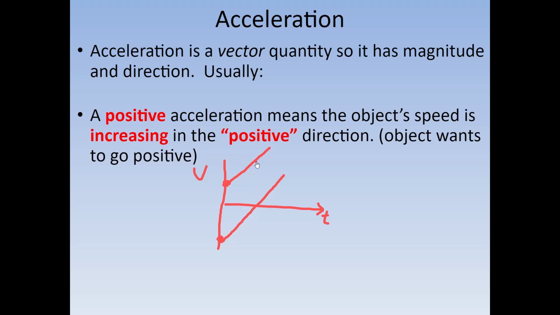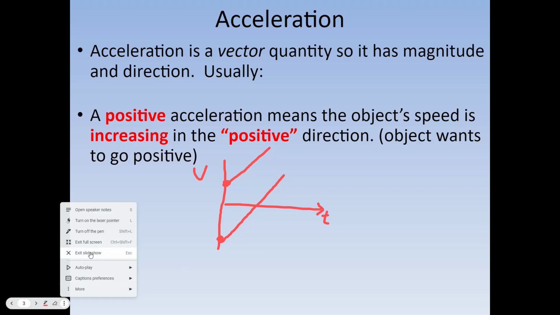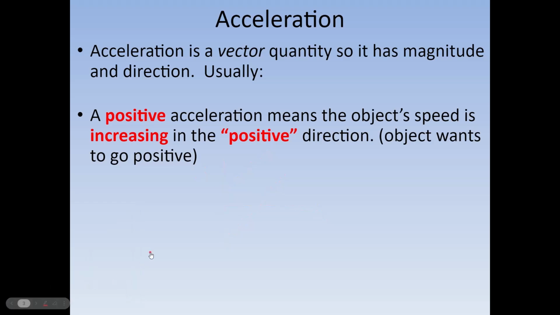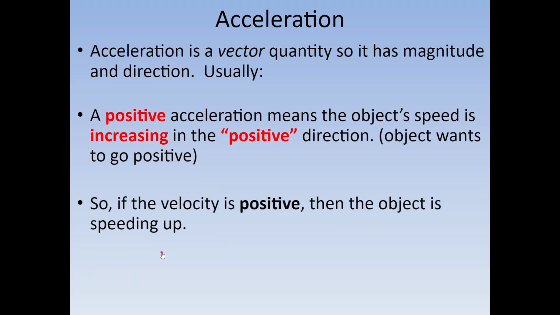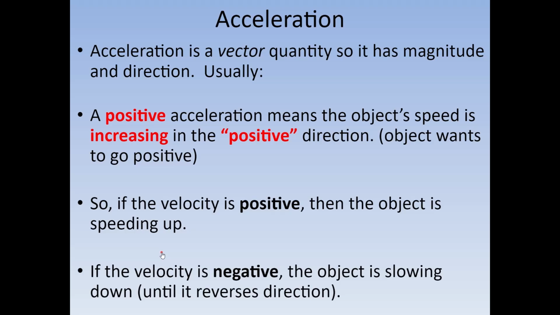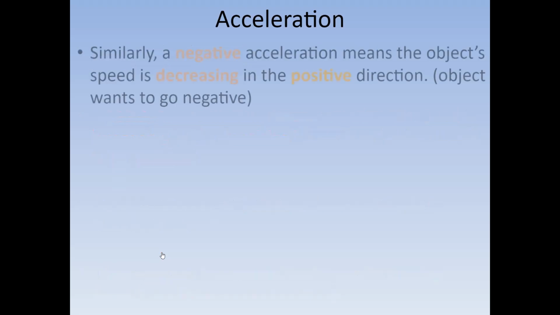And you'll notice that both of these graphs end up looking the same. We can see that this graph is going into the positive direction, and as time goes on, it ends up switching over from the negative side into the positive side. So this is what we mean by it's increasing in the positive direction. The number is becoming more and more positive. So that's what a positive acceleration refers to. So we'll get rid of that. So if the velocity is positive, the object's going to speed up, and if the velocity is negative, it's going to slow down, and then reverse directions.